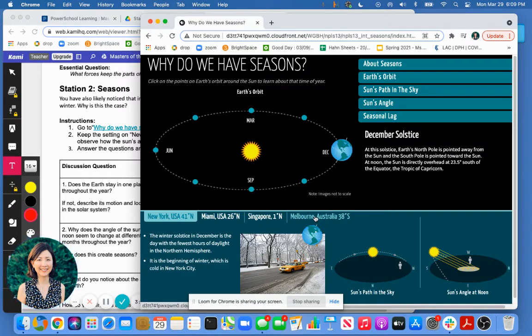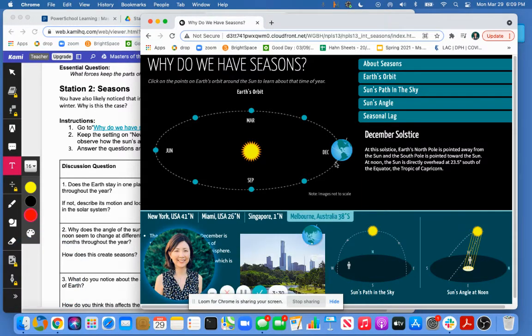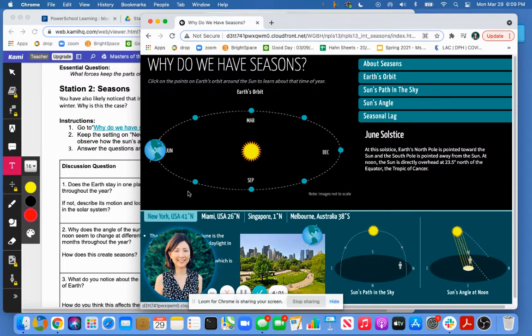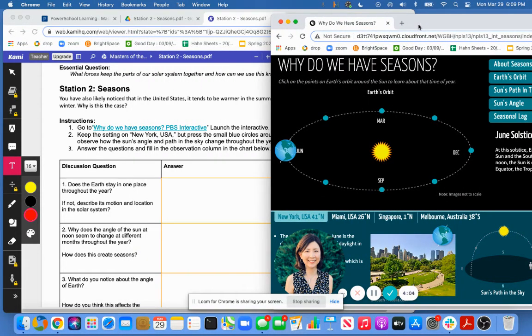But if you look at Australia, the South Pole is actually closer to the sun in December, and you can see here's the angle at noon. So they're experiencing their summertime in December, which is strange for us to think about. And in June, they are experiencing winter. So let's go back to New York and look at some of these questions.